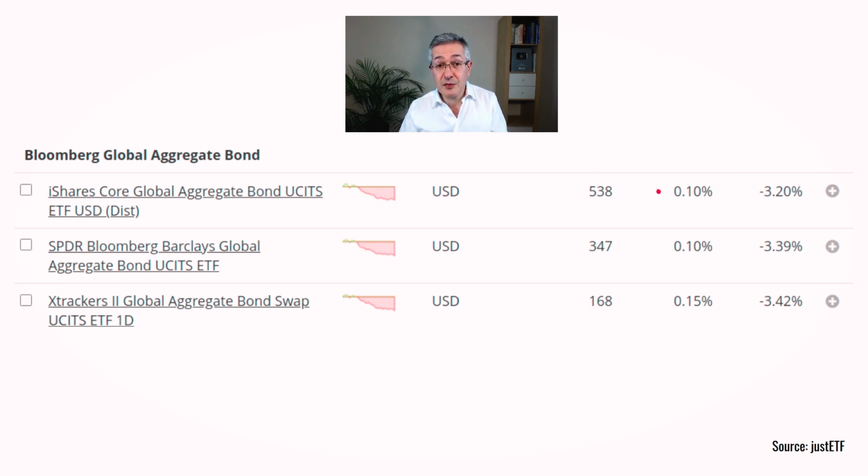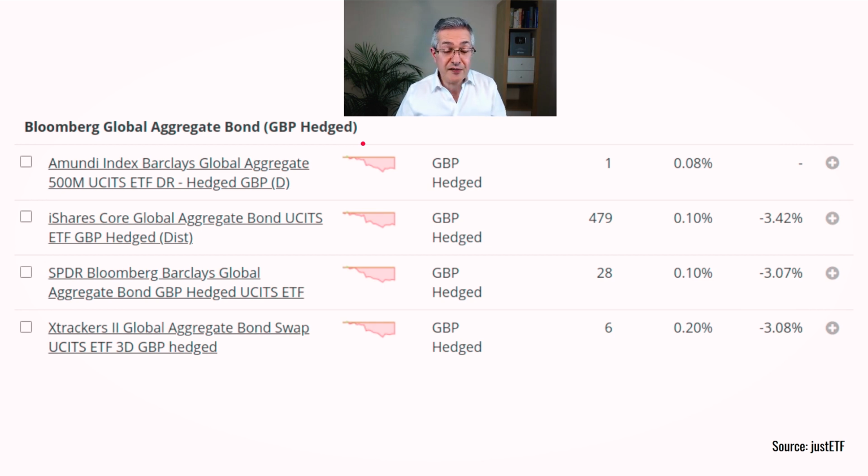And if we look at the management fee for those 3, it's very low. So for the cheapest, it's 0.1% per year. And that's because these are very liquid bonds in the fund. Now, these 3 funds were ones which I found on Just ETF, which I find very useful for finding European exchange-traded funds. Now, if you do want to currency hedge your fund, these are the choices which are available.